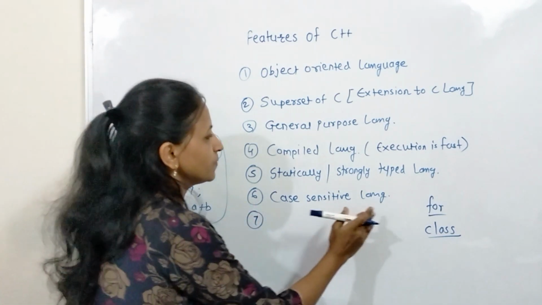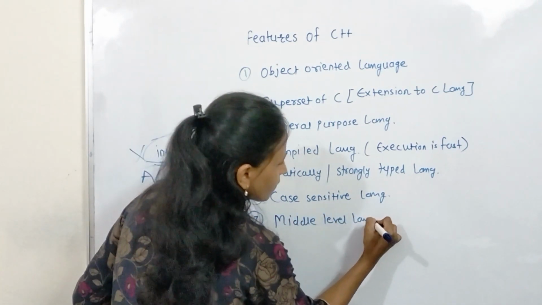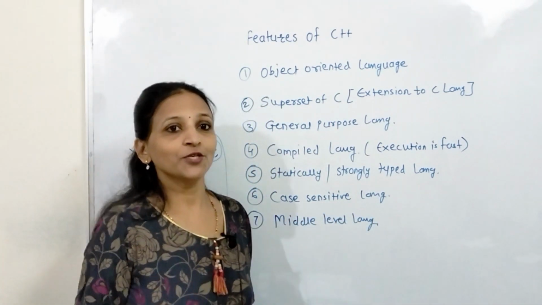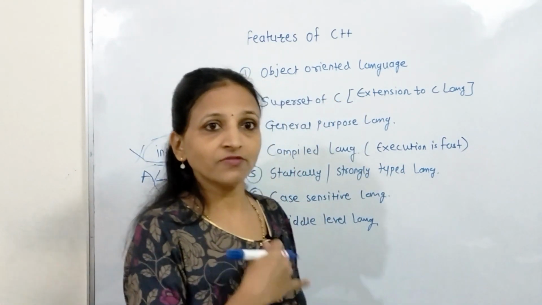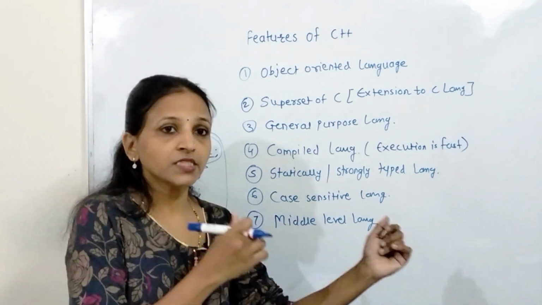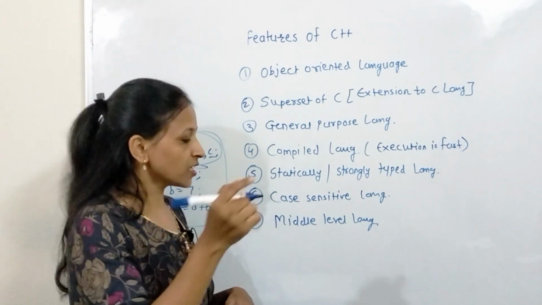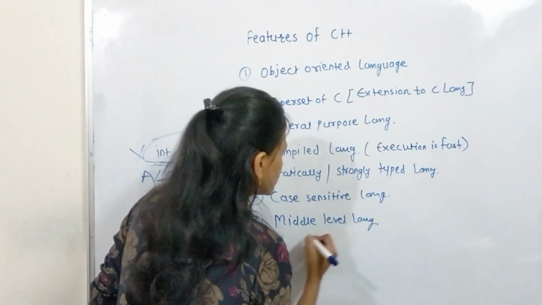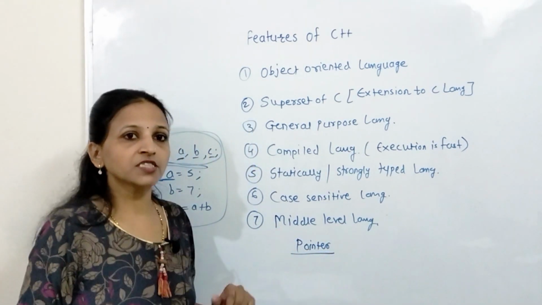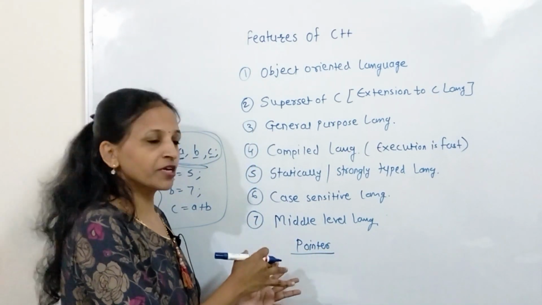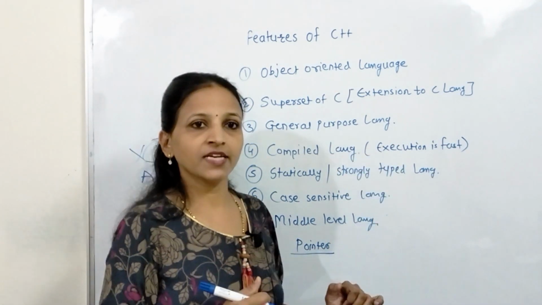The next thing is that it is a middle level language. Now, middle level means what? C can be used to develop low level system programs as well as high level application programs. See, the pointer concept we have seen in C language is again present in C++. We can fetch a memory location with the help of the pointer concept present in C++, extracted from the C language.